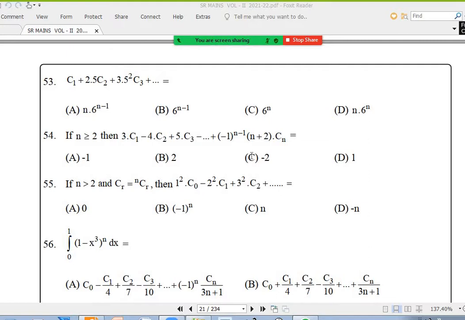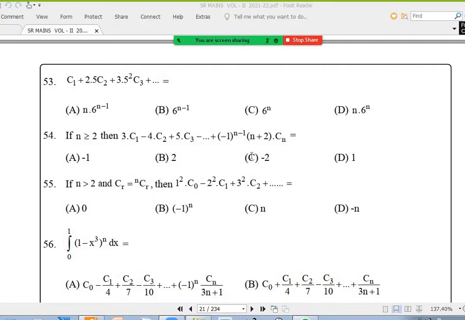Okay, C1 plus 2 into 5 C2. I think it is 2 into 5 into C2. Okay, 2 into 5 into C2, 3 into 5 square into C3. So, okay. So, C1 means NC1. So, I can write sigma R equal to 1 to N NCR. What about this 2, 3 and all?